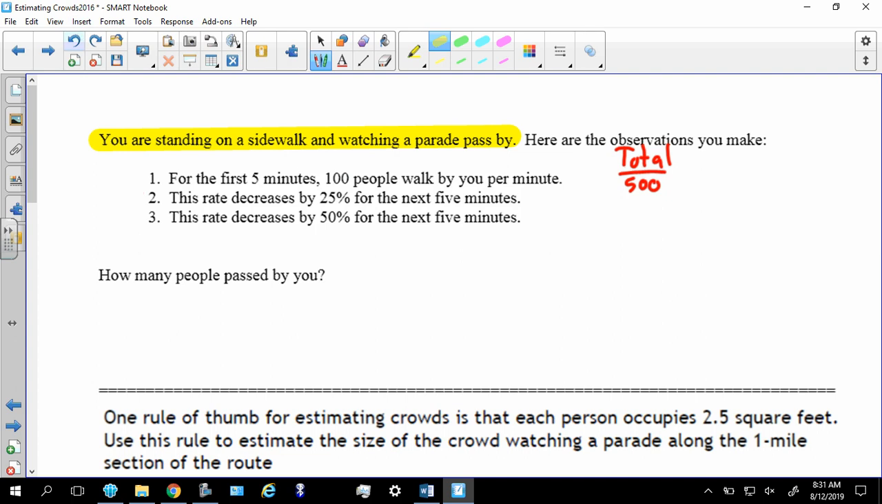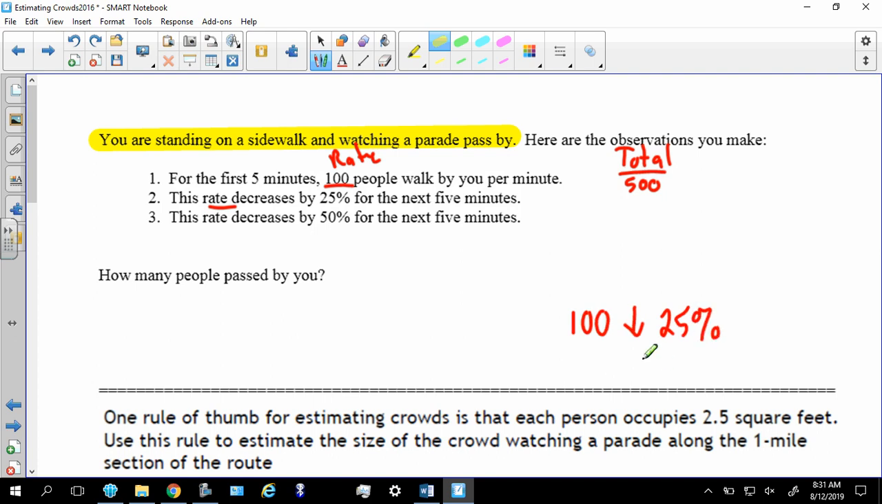tricky for students. And that is this rate decreases by 25%. Now, a lot of people are going to want to go to 500 because that's what they just calculated. No, that's the total. 100 is your rate. So when it says this rate, it refers to the 100. So off to the side, I'm just going to write some notes down. So I know that 100 will be decreasing by 25%. That's what I'm thinking to myself.